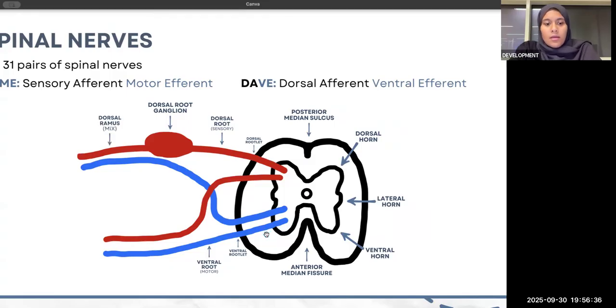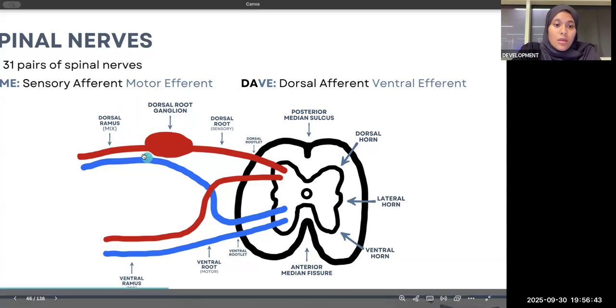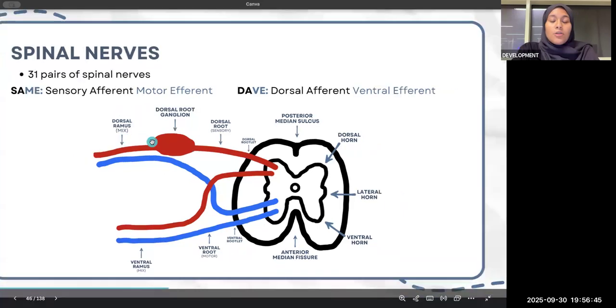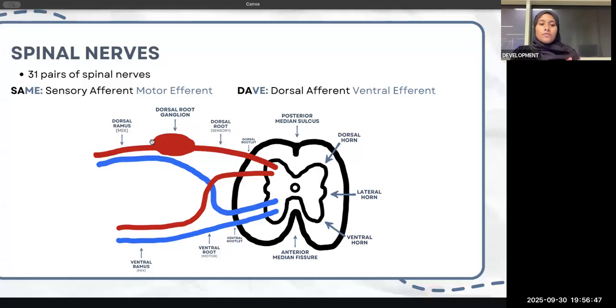And you'll see why, because now we have our rami. You have dorsal rami and you have your ventral rami. Basically, it means now you have a mix of nerves. You have sensory with the motor, and you have this sensory with the motor. The only difference is one is on the dorsal, the posterior side, and one is on the ventral side.